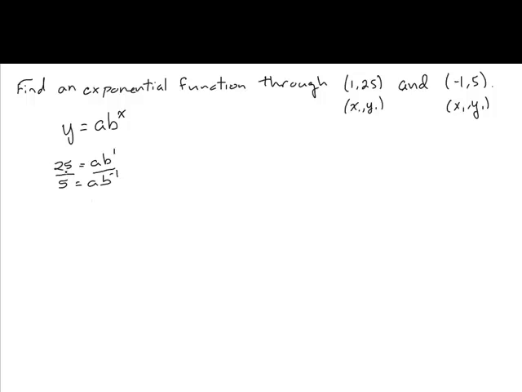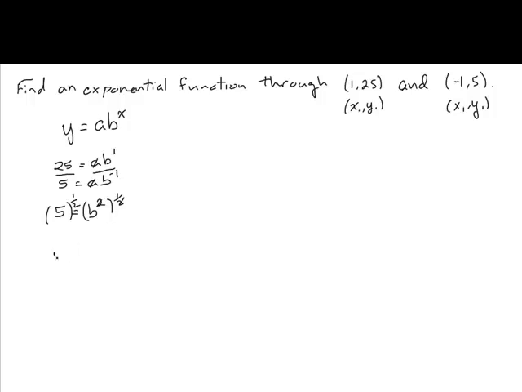What's nice is if I divide the two equations, I get 25 divided by 5, which is 5. But here the a's cancel. And when I divide two things of the same base, their exponents subtract. So I get 1 minus negative 1, or 2, so 5 equals b squared. Now I can get my value for b by taking the square root, or because it's going to be an exponential function, I like raising it to the 1/2 power. So 5 to the 1/2, and that is my b.